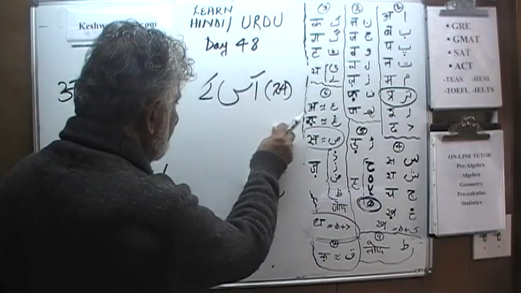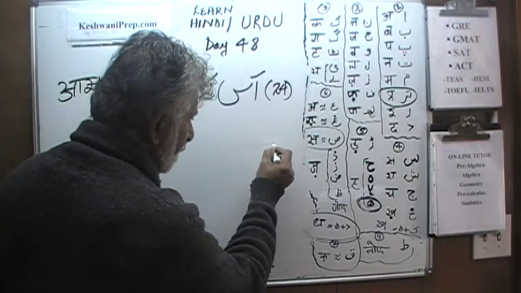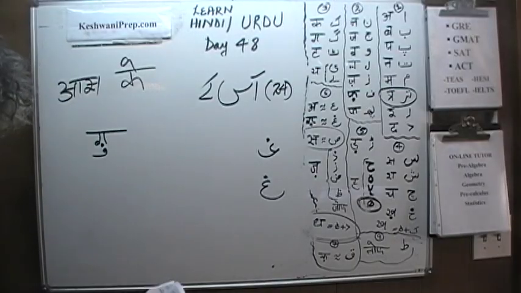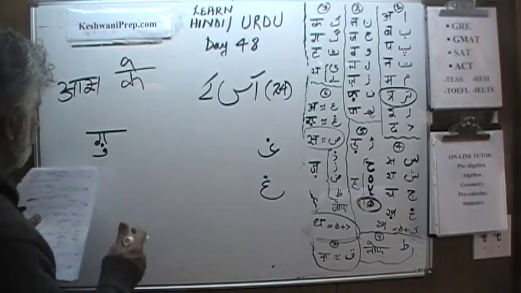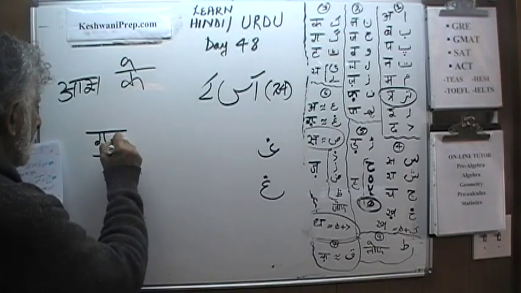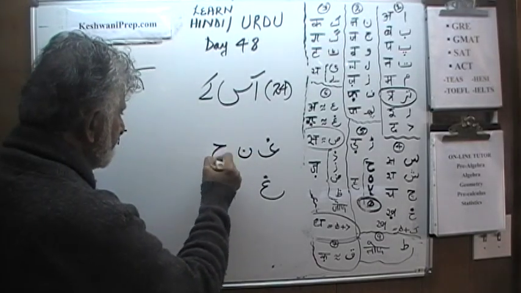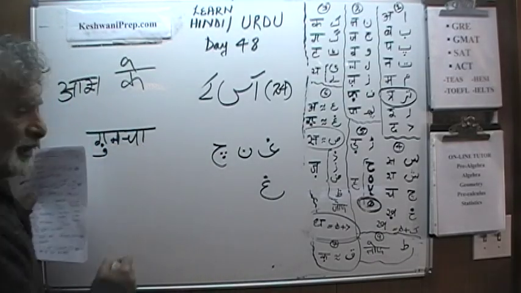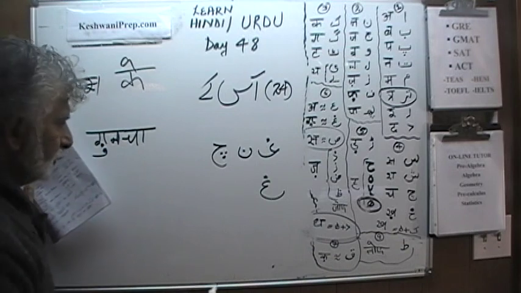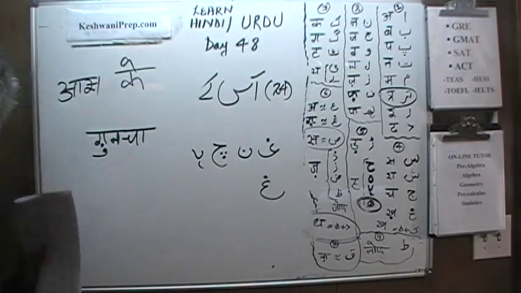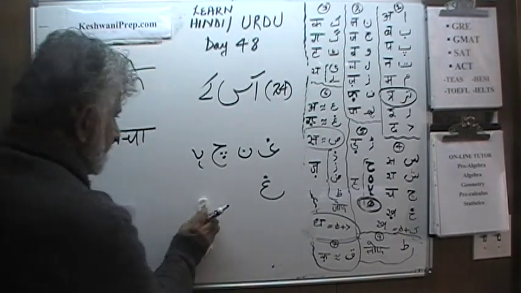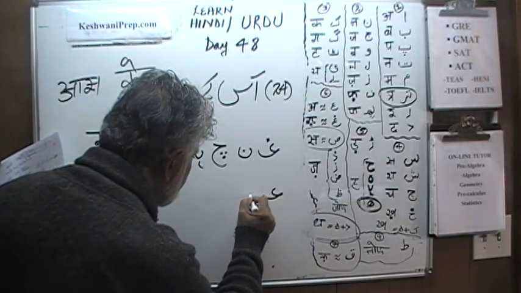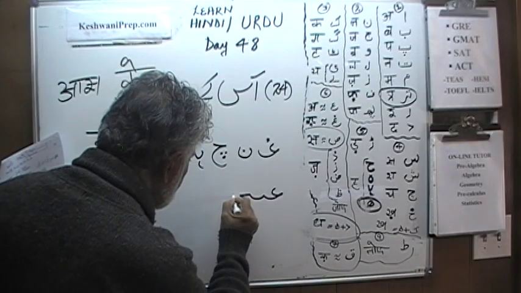And gain, when it's written in a joint form, it's going to look like this. To which we're going to join noon, na, and then a cha, and then a ki matra. But in Urdu, it's going to end with a ha. And now it reads guncha. Guncha. You know what guncha is? Let's put it together. Ga, na, cha, ha.